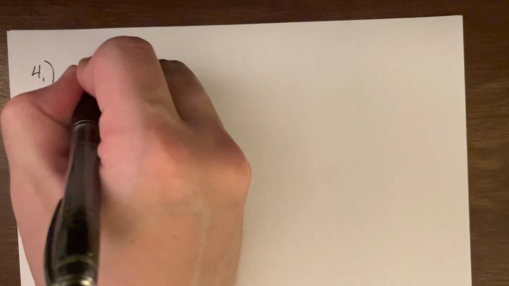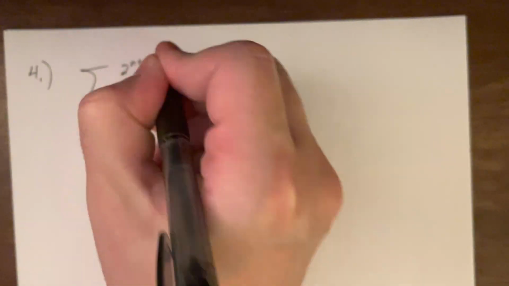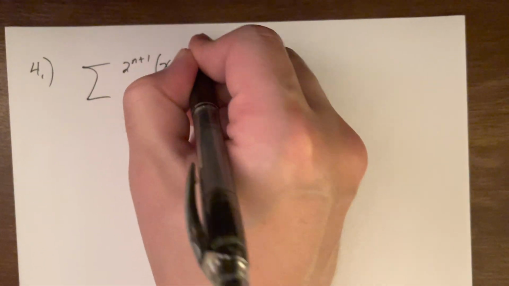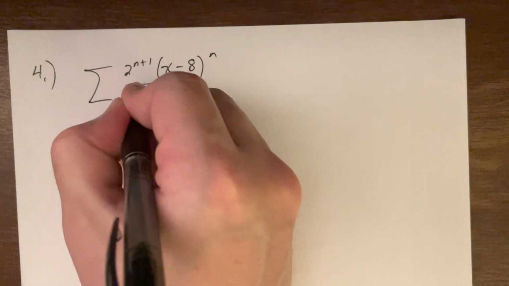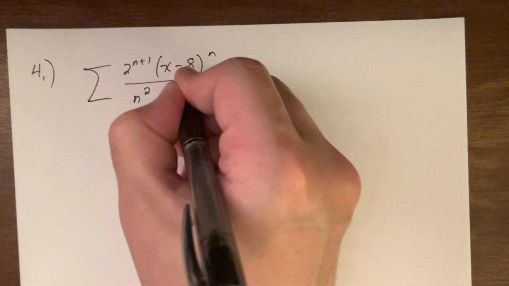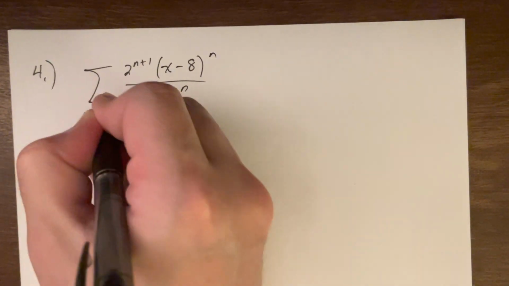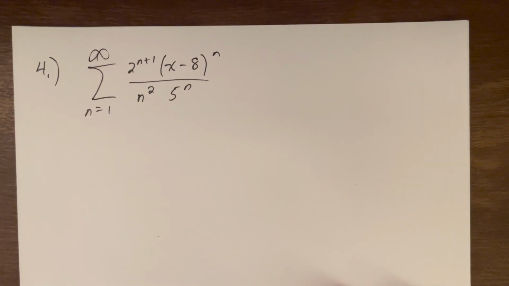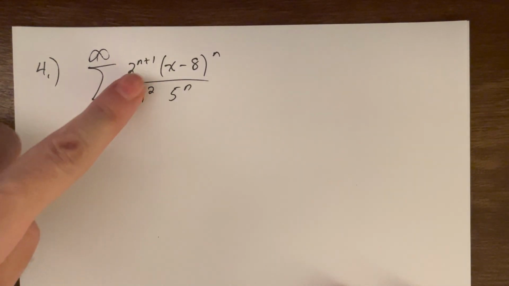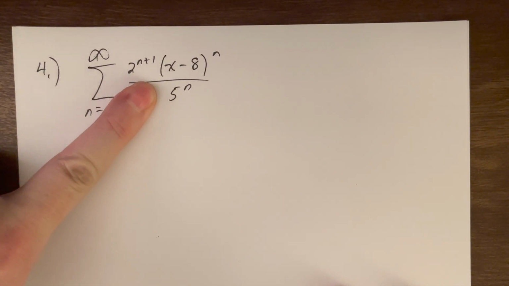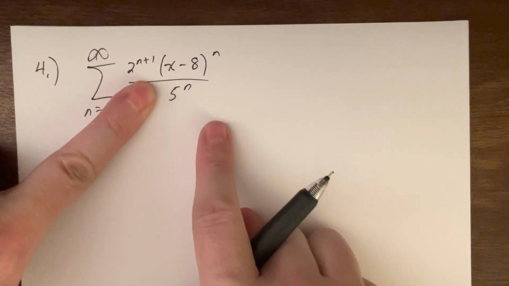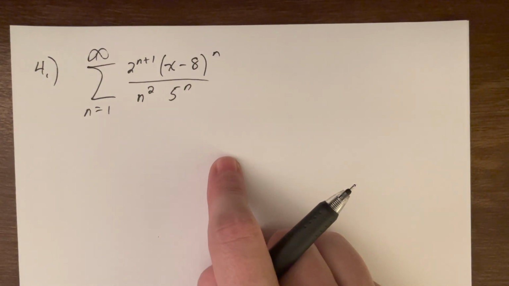Let's look at the series 2^(n+1) (x - 8)^n, all over n^2 5^n. Another big mess. The n squared isn't here. Root test a little more friendly, or some very clever work. They're all geometric series components, so you could just treat that like a geometric series, but I wanted to have that combination one more time.